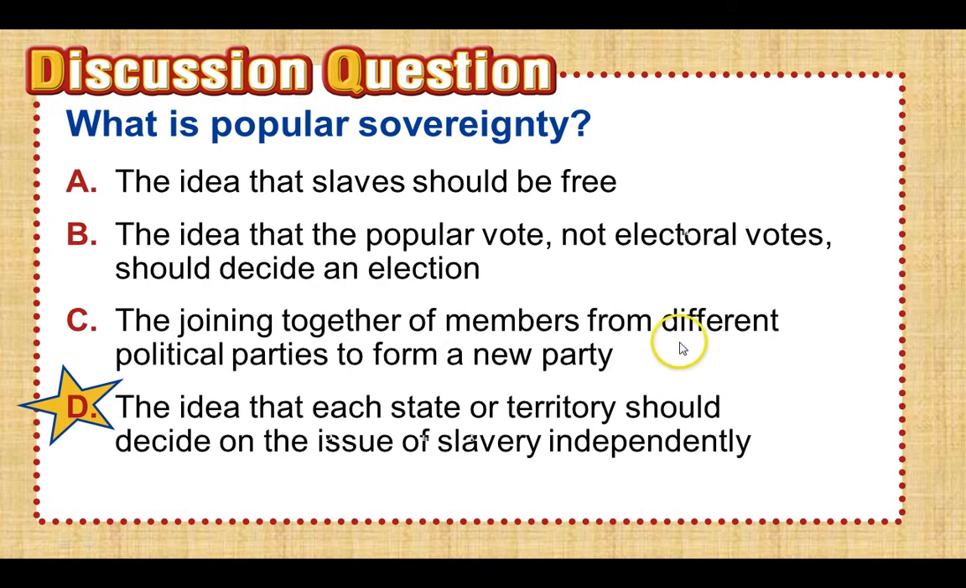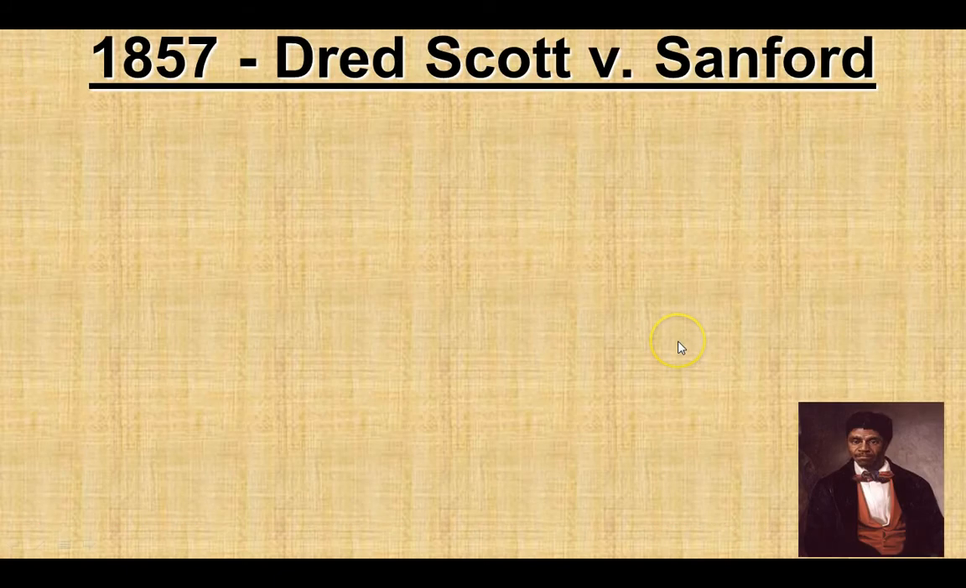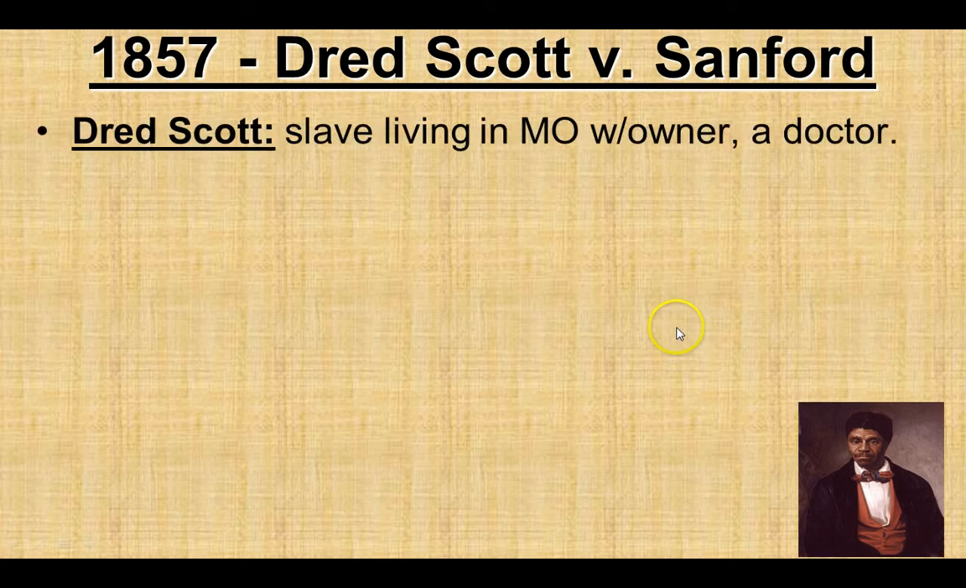Popular sovereignty, again, is the idea that each state or territory should decide on the issue of slavery independently. The federal government is going to stay out and go with whatever the people want. And Democratic Southerners love that. But this case is going to throw things into a tailspin and a tizzy.